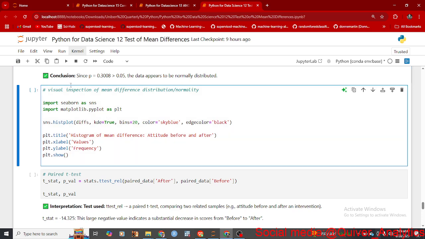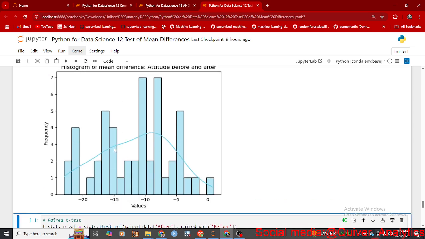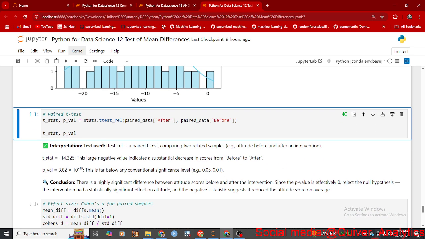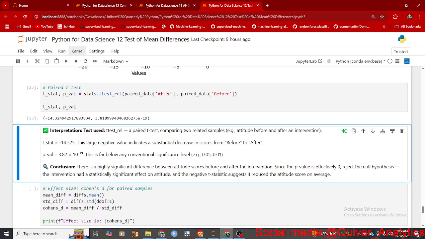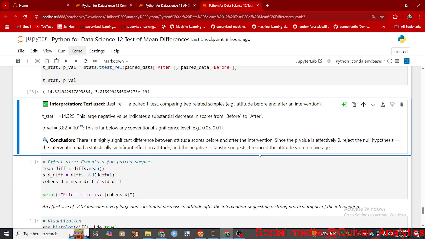So to check the histogram and the probability distribution, you can see it's close to normality, because in the histogram and the KDE you can see a close to bell shape. So we can proceed with our t-test. The t-statistic and p-value show a highly significant difference between attitude scores before and after. The difference between them is very high.